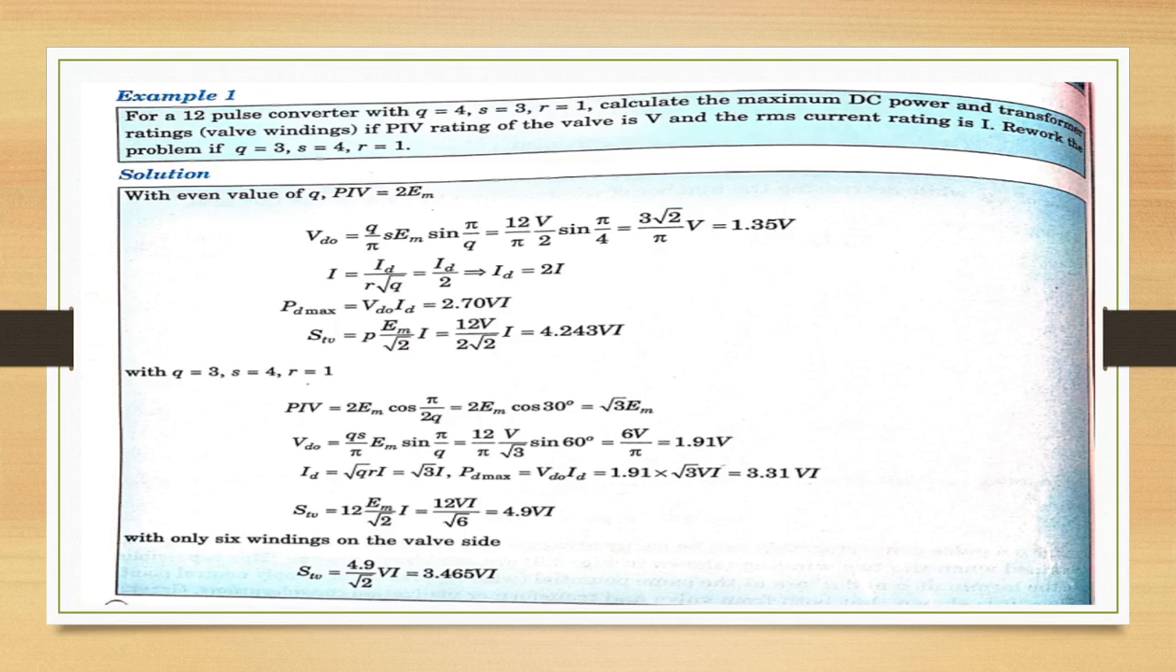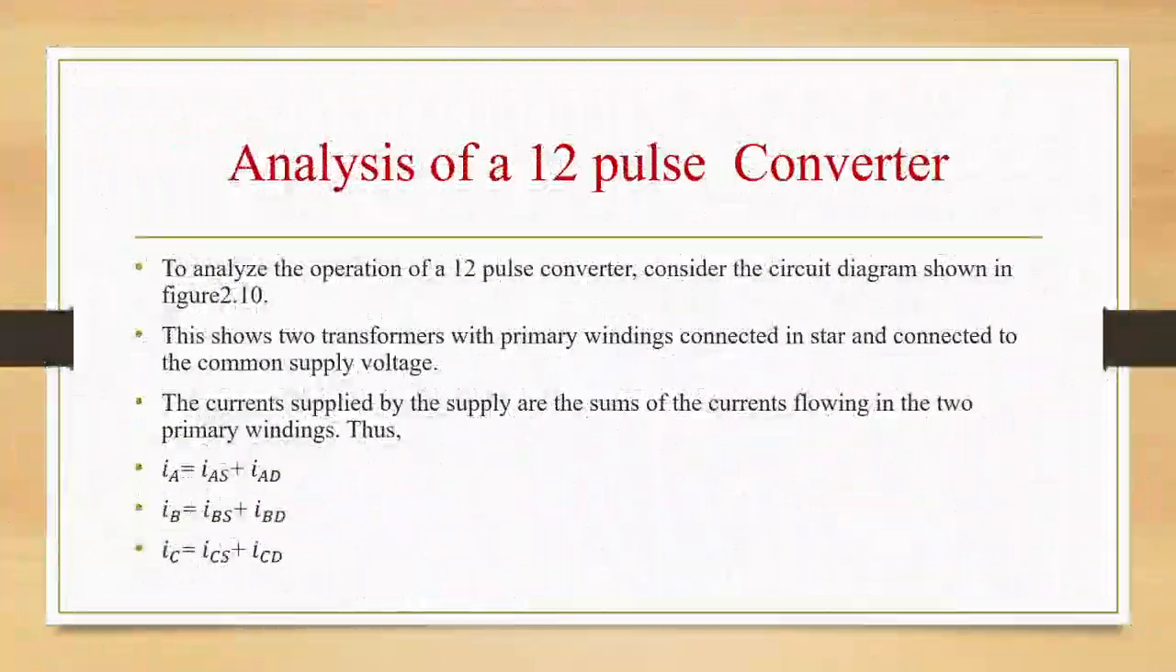So with only 6 windings on the valve side, STV is 4.9 by root 2 VI, that is 3.465 VI. So now let us do the analysis of a 12 pulse converter.